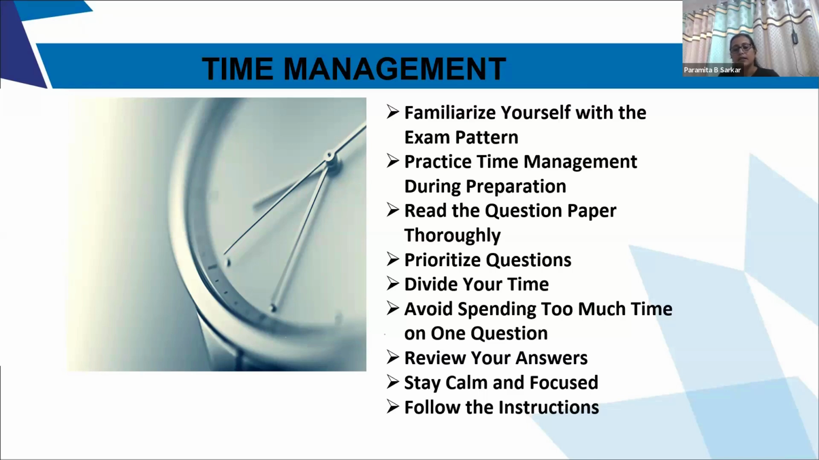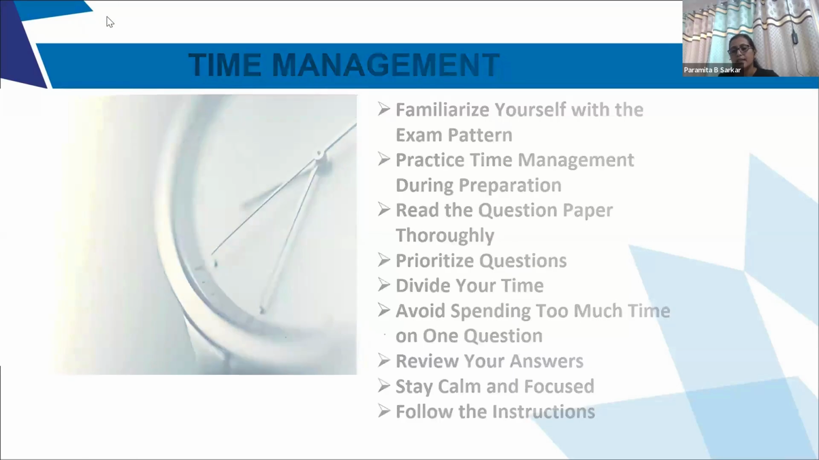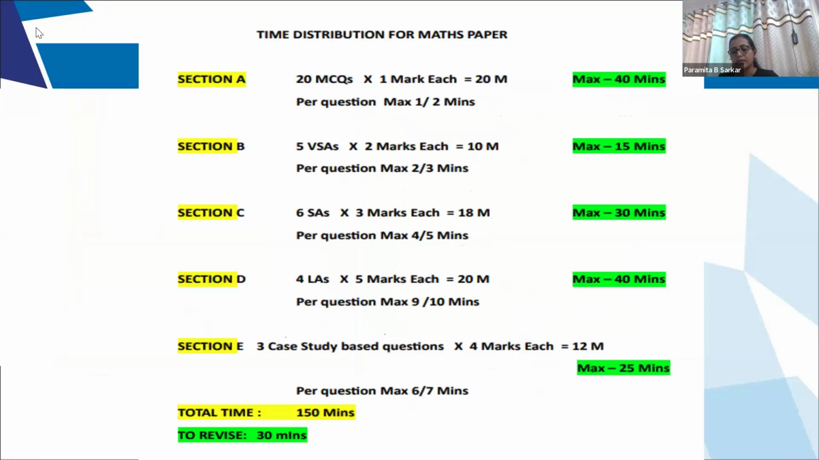Now, in the first 15 minutes while you are reading the question paper, you have to be very mindful and decide which questions you are going to attempt. That will save a lot of time, right? And you must prioritize the easy questions first. Suppose you find a question easy, please attempt those questions first and allocate time in each section.